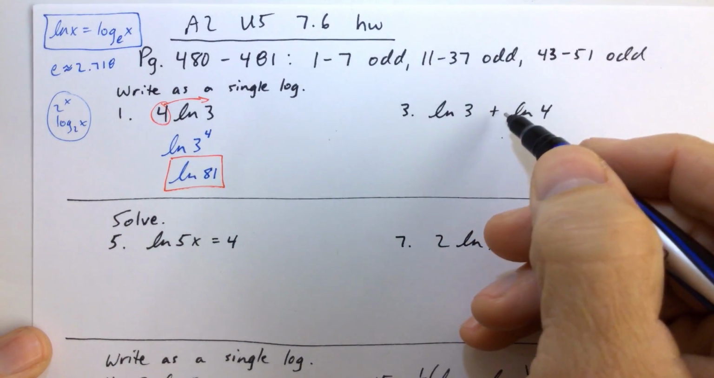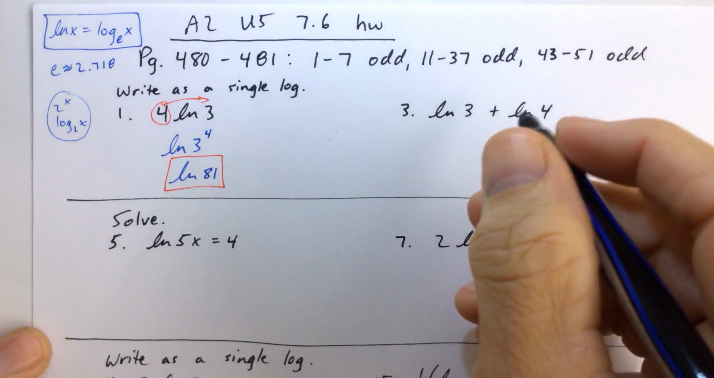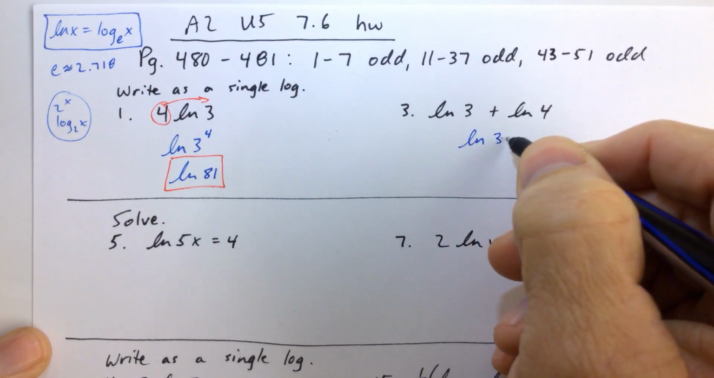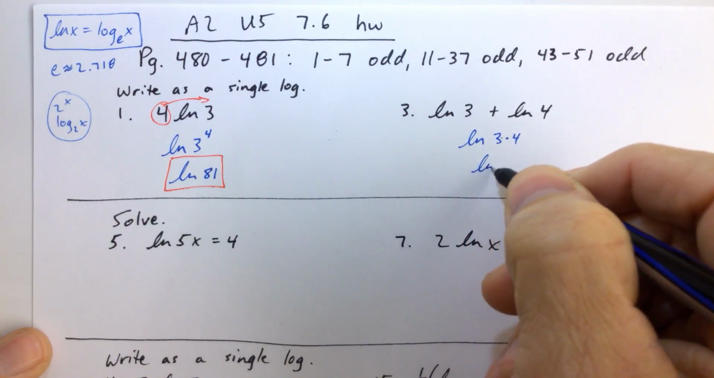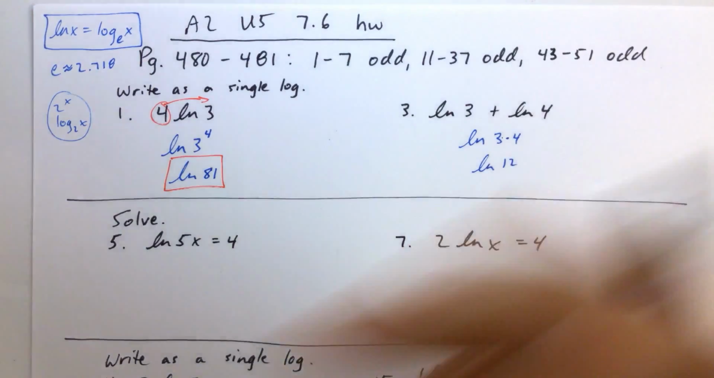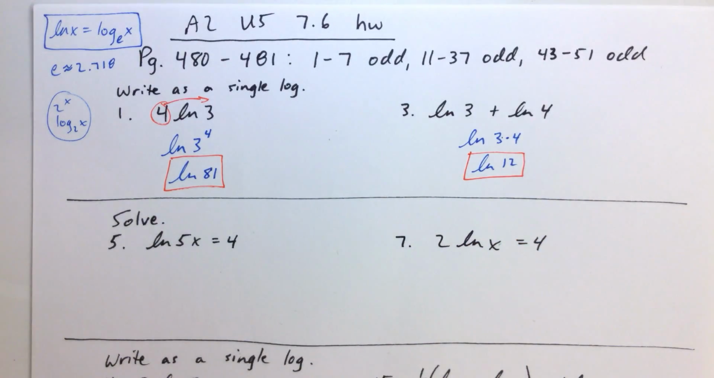In other words, over here we see ln of 3 plus ln of 4, and so we can write that, since we have the sum of logs, we have the log of the product. So we would write that as log of 3 times 4, or ln of 3 times 4, or ln of 12. So we could either say log of 12 or ln of 12, and we know we mean log base e.